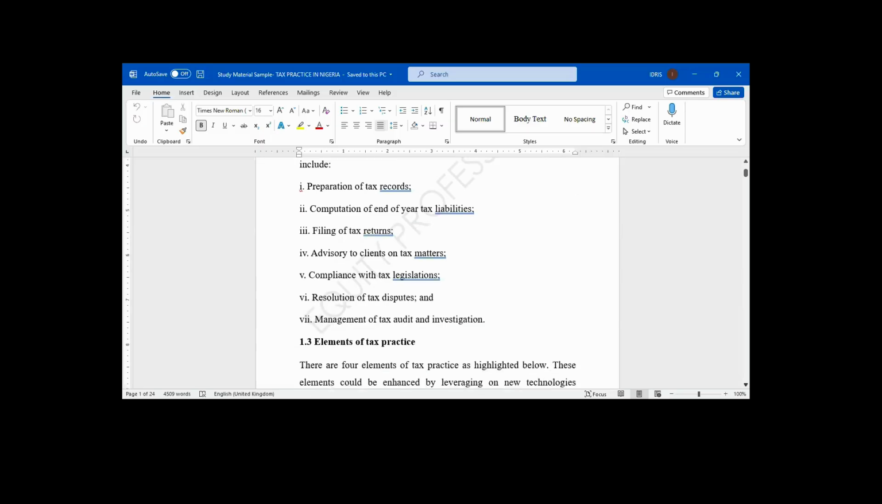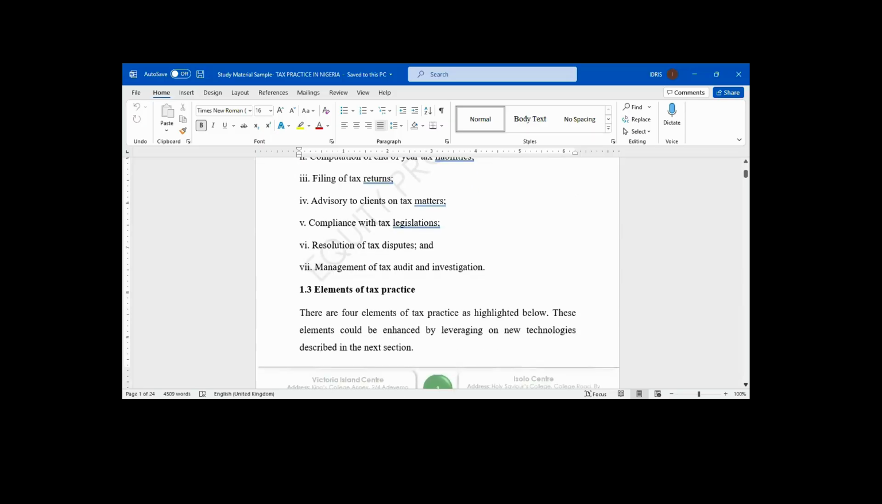Another role of a tax practice firm is resolution of tax disputes. They help clients to resolve any tax dispute they have with the tax administrator or tax authority. They also perform another role called management of tax audit and investigation. They help their clients to manage any issues that relate to tax audit and investigations.